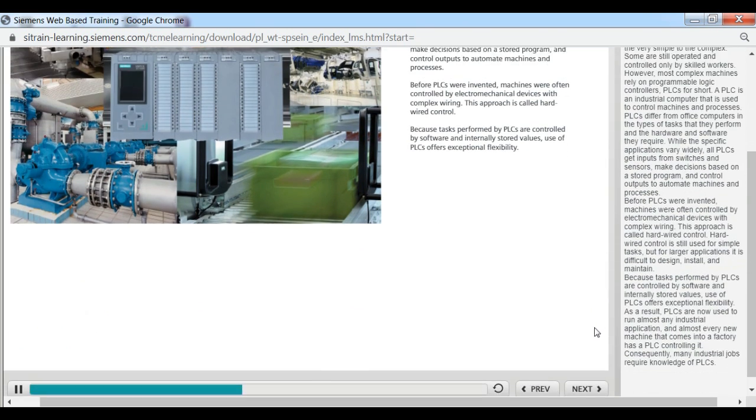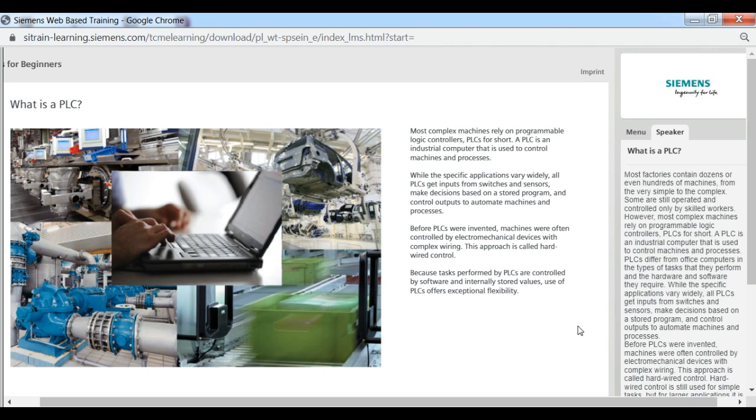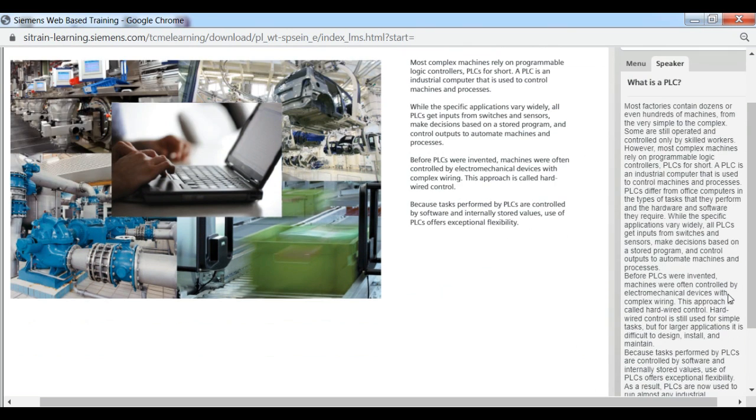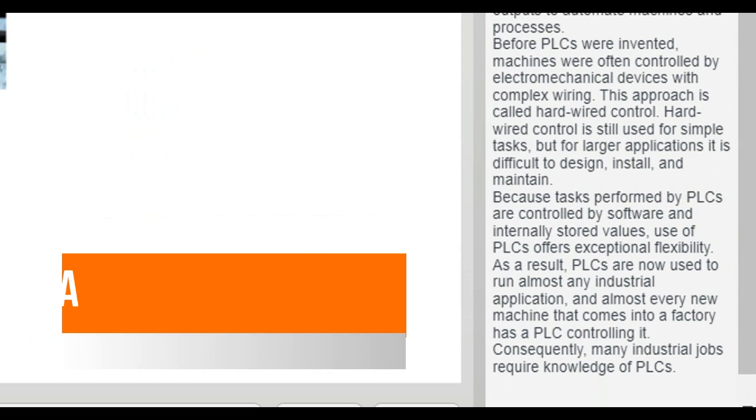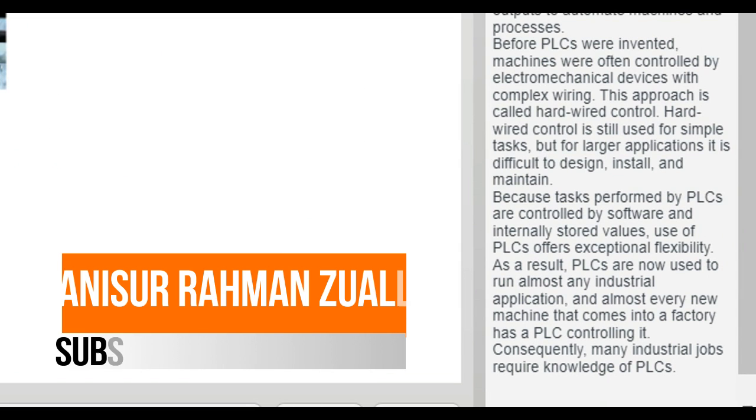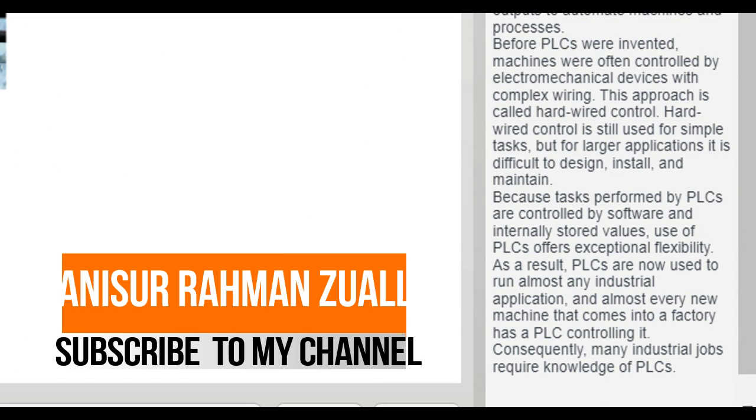Before PLCs were invented, machines were often controlled by electromechanical devices with complex wiring. This approach is called hardwired control. Hardwired control is still used for simple tasks, but for larger applications it is difficult to design, install, and maintain.